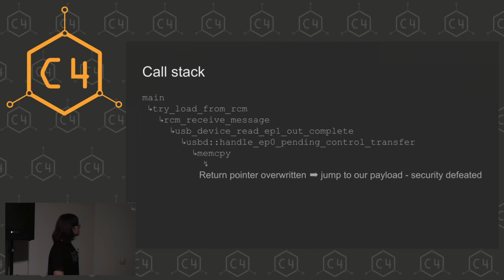The memcopy would return to this function because of the saved return pointer on the stack, which we overrode, but it never does this because we overrode that return pointer and we can jump to our payload and we can just put our code in there. And all this happens before any kind of signatures are checked because this code still receives the message. When we overwrite that pointer, it still thinks it doesn't have the complete message. So it never returns from this RCM receive message function.